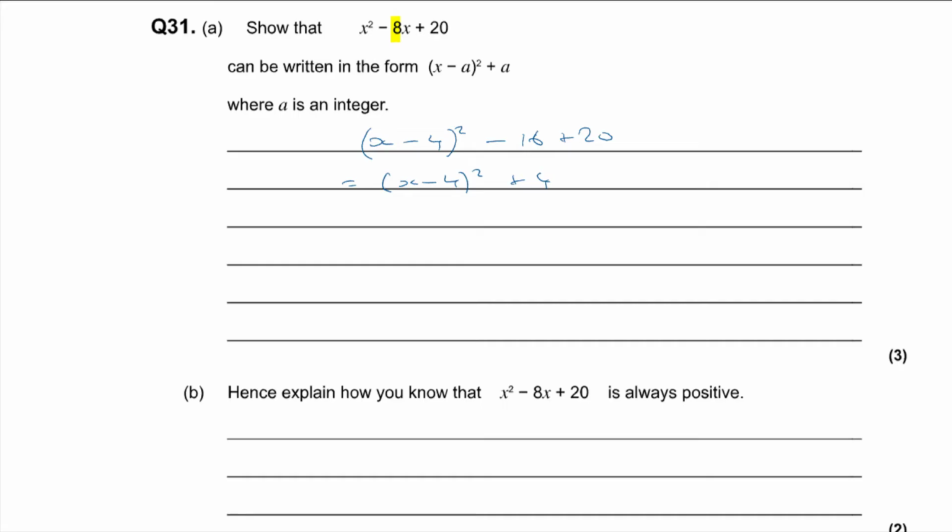Okay, so the turning point is going to be the value of x that makes that bracket 0, which is 4. And when it is equal to 0, the y value is going to be 4. So the turning point is at 4, 4. And this is a smiley parabola, isn't it? If you think about the point 4, 4, then the graph is going to be a parabola through that point.